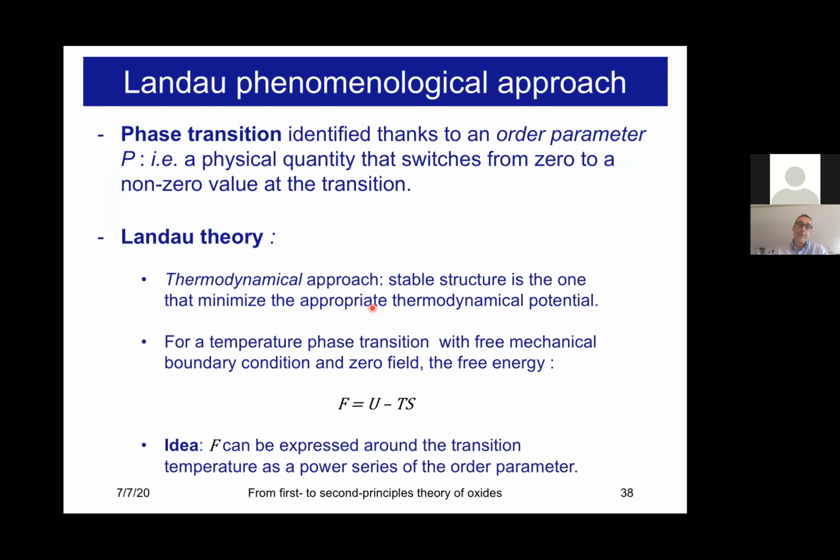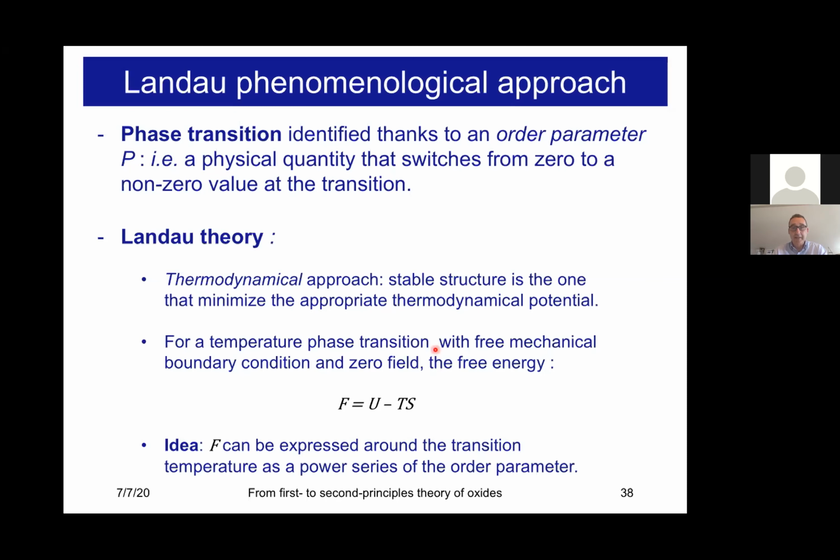So if we want to describe a phase transition, we have first to realize that the phase transition is identified thanks to what we call an order parameter that I will call P here, which basically is a physical quantity that switches from 0 to a non-zero value at the transition. And this must be identified, of course. And then when you know what is your order parameter P, the Landau theory is a thermodynamical approach that tells you that the stable structure is the one that minimizes the appropriate thermodynamical potential.